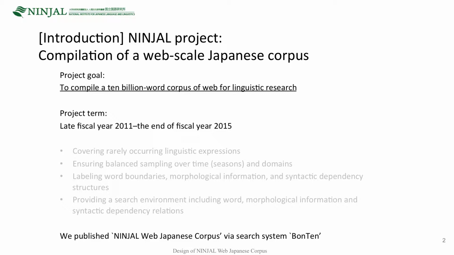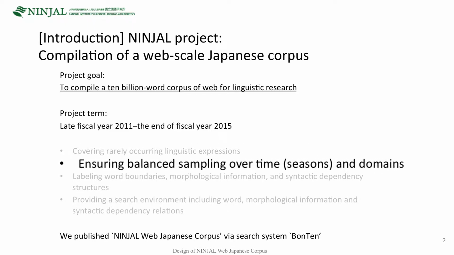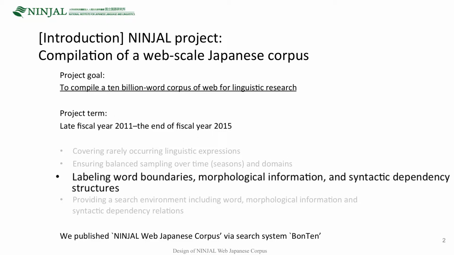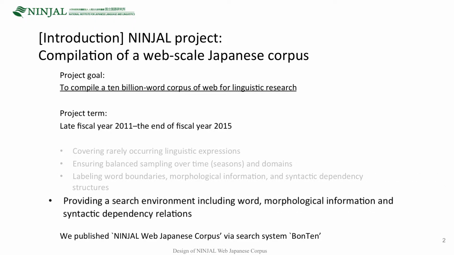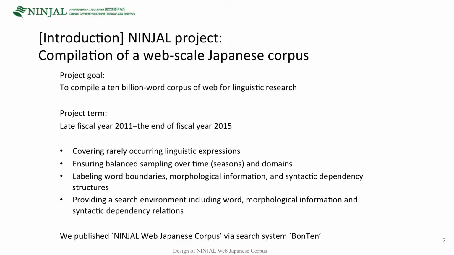We defined 4 requirements. The first is covering rarely occurring linguistic expressions. The second is ensuring balanced sampling over seasons and domains. The third is labeling word boundaries, morphological information, and syntactic dependency relations. The fourth is providing a search environment, including word boundaries, morphological information, and syntactic dependency structures. We published the NINJAL web Japanese corpus via the search system Bonten in March 2017.